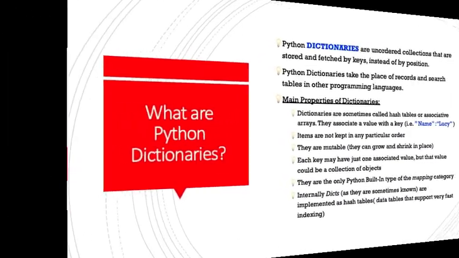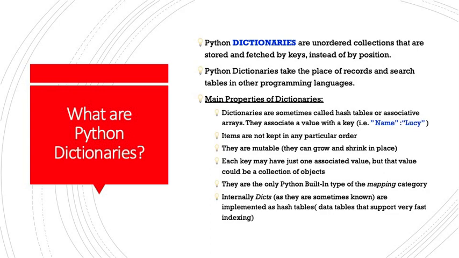Here we go. What are Python dictionaries? Python dictionaries are unordered collections that are stored and fetched by keys instead of by position, as with something like a list, the list object or data type. Python dictionaries take the place of records and search tables in other programming languages. The main properties of dictionaries: they are sometimes called hash tables or associative arrays. They associate a value with a key. For instance, name, which would be the key, and Lucy, which would be the value.